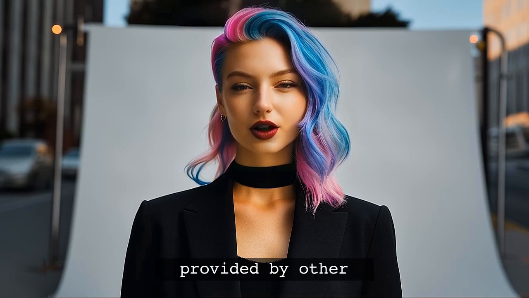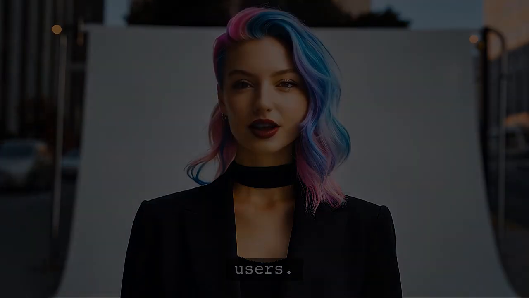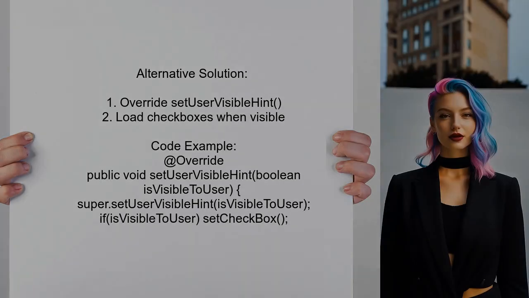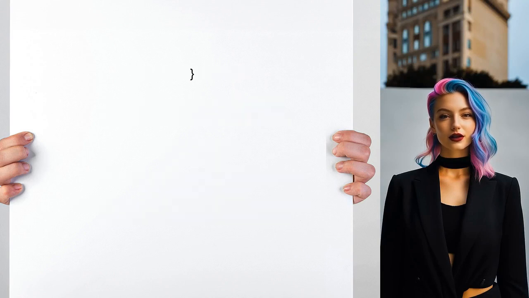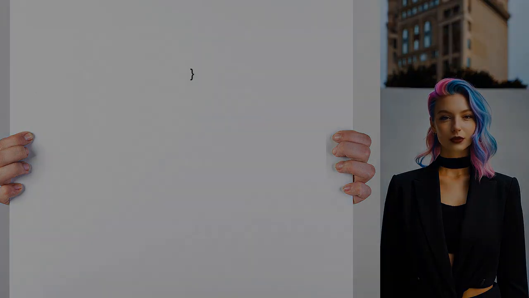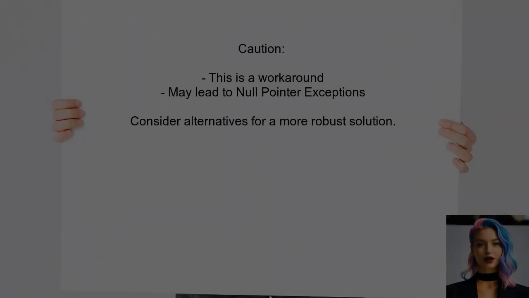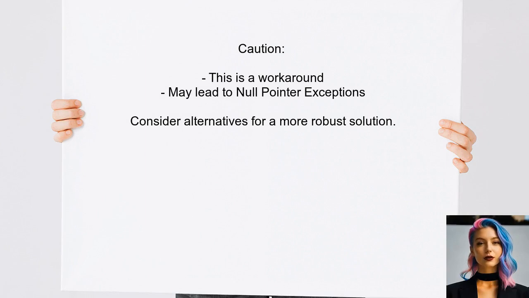Now let's look at the answers provided by other users. An alternative solution provided by another user is to override the fragment setUserVisibleHint method. This allows you to load the checkboxes when the fragment becomes visible. However, this approach is considered a workaround and may lead to null pointer exceptions, so it's important to use it cautiously.